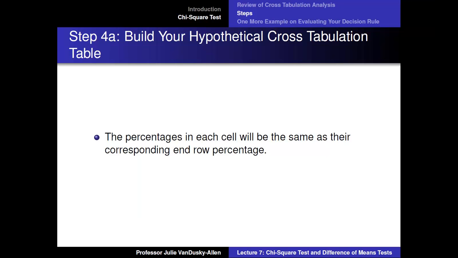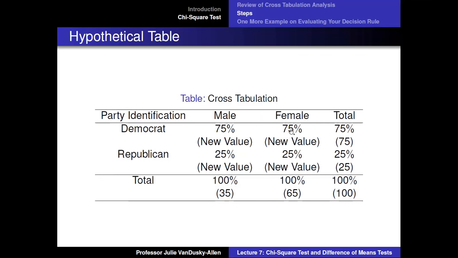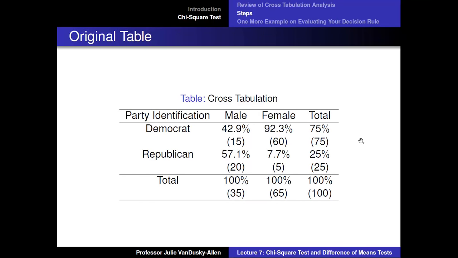The fourth step in this process is building the hypothetical cross-tabulation table. First, in this hypothetical cross-tabulation table, the percentages in each cell will be the same as their corresponding n-row percentage. Here is the original cross-tabulation table. In the first row of the hypothetical table, the Democrat row, all the percentages should be 75 because the total row percentage is 75. In the second row, the Republican row, all the percentages should be 25 because the total row percentage is 25.